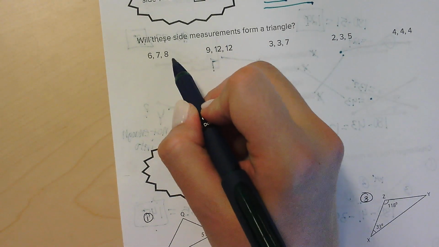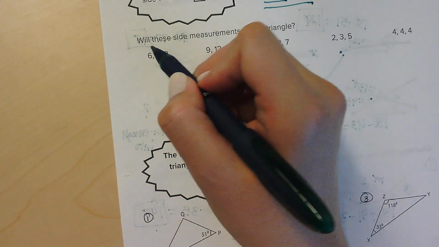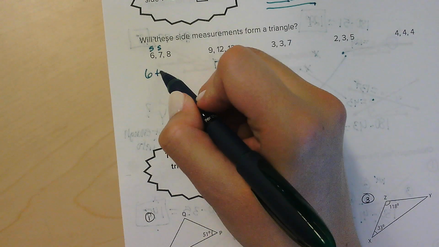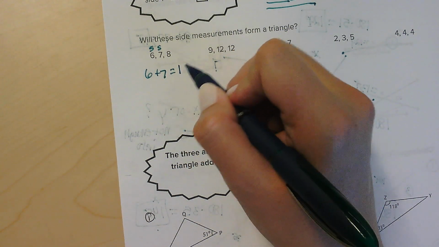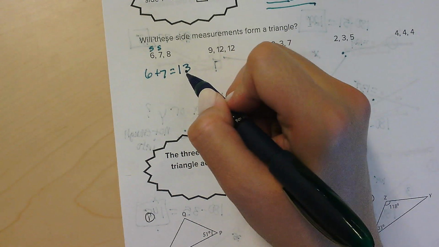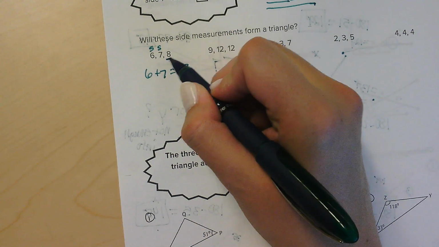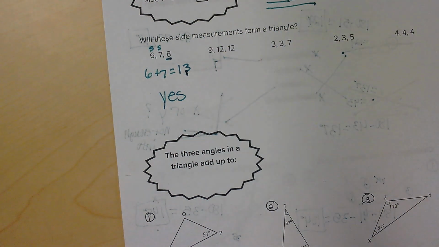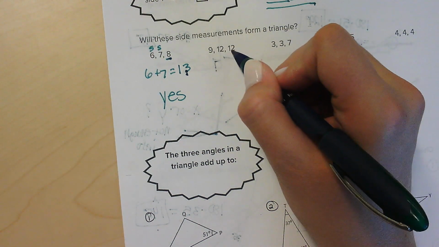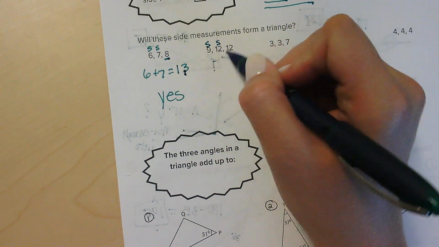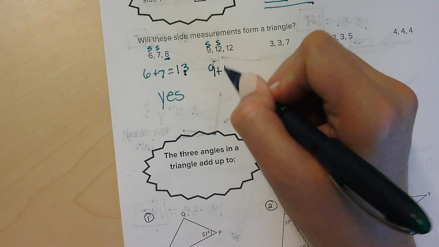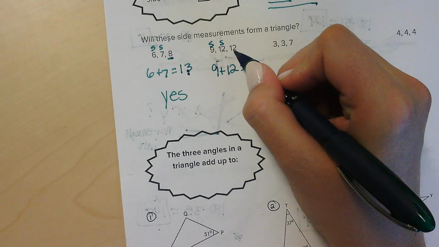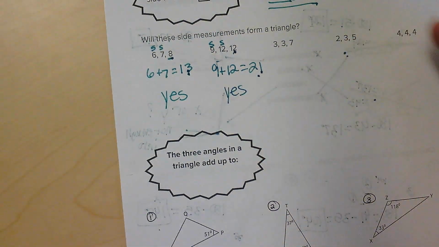So I'm going to look at my 3 sides and figure out my 2 shortest ones. So this is a short one, and this is my short one. And when I add those together, I get 13. And 13 is greater than my longest side, so this is a triangle. I'm going to look at my 3 numbers, find my 2 shortest sides, add them together. 9 plus 12 is 21, and 21 is greater than 12, so this makes a triangle also.